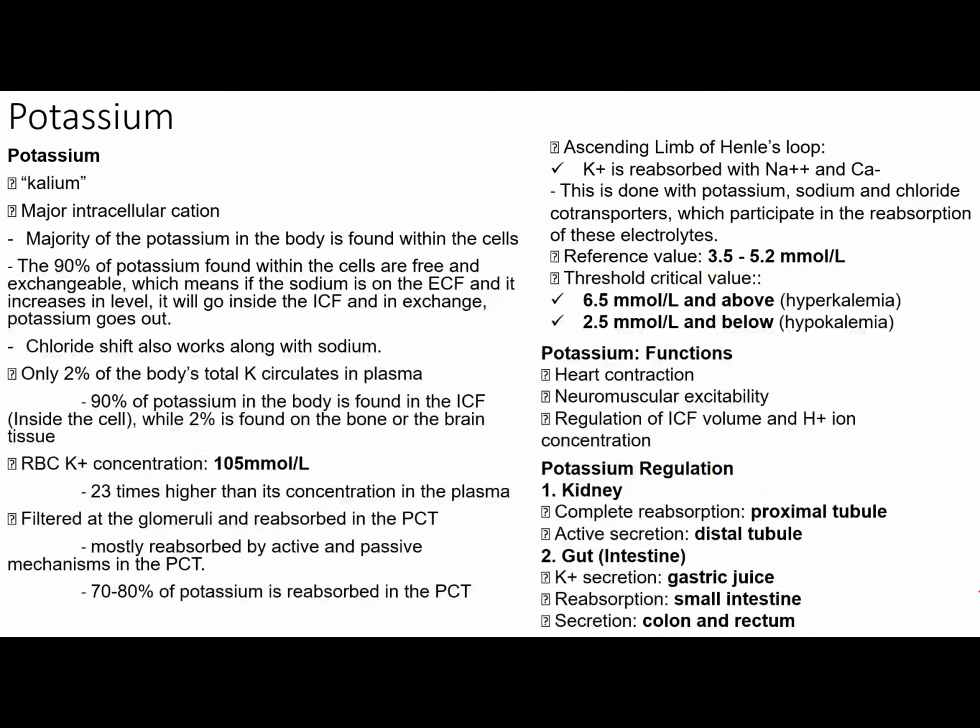Now let's go to the second important electrolyte, your potassium. Now your potassium is the opposite of your sodium. So kung si sodium is known as your natrium, your potassium is known as your kalium. Now si sodium nyo is extracellular cation. Si potassium nyo naman is the major intracellular cation. Intracellular meaning inside the cell. So potassium is majorly found inside the cell. Majority of the potassium in the body is found within the cell.